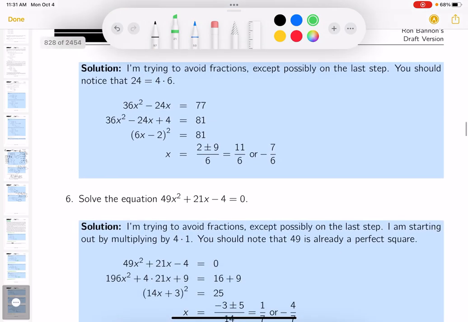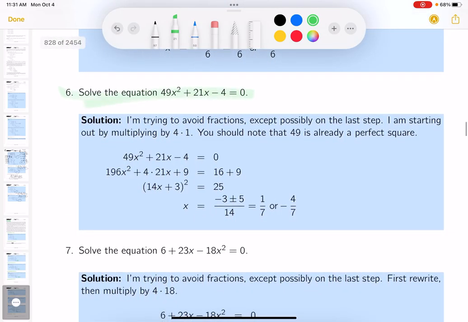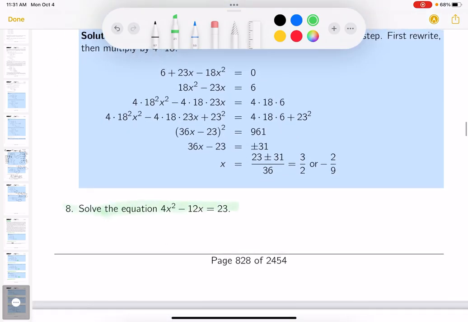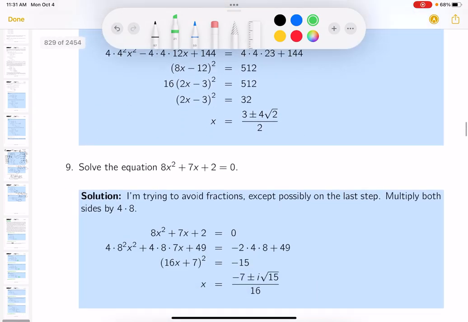Same thing with this one. And the next one. And the next one. But you need to practice. And the next one. Yeah, a lot of practice. And the next one.